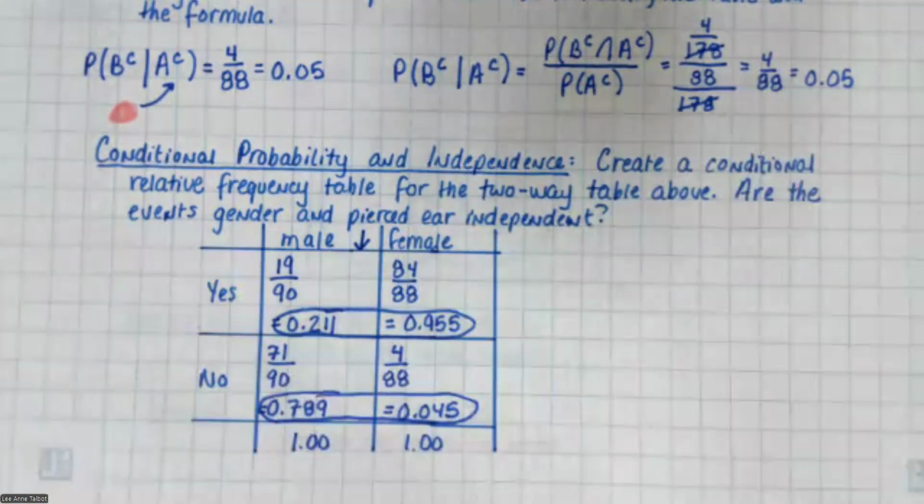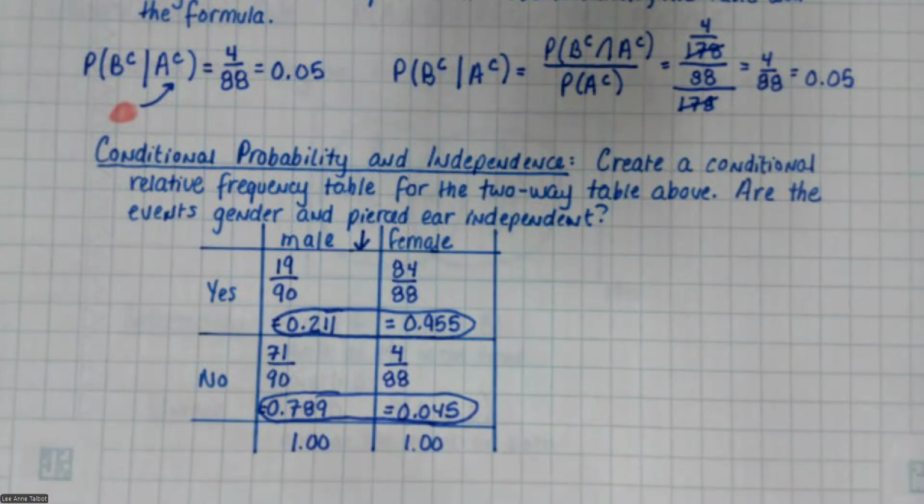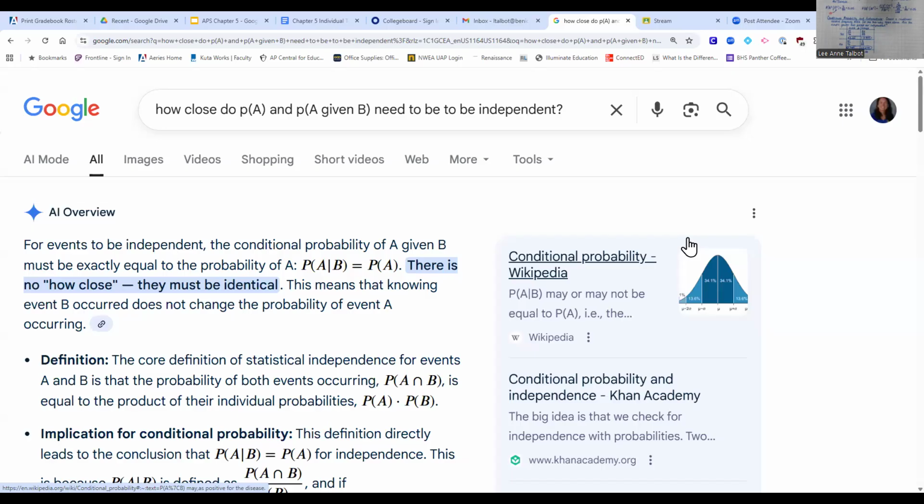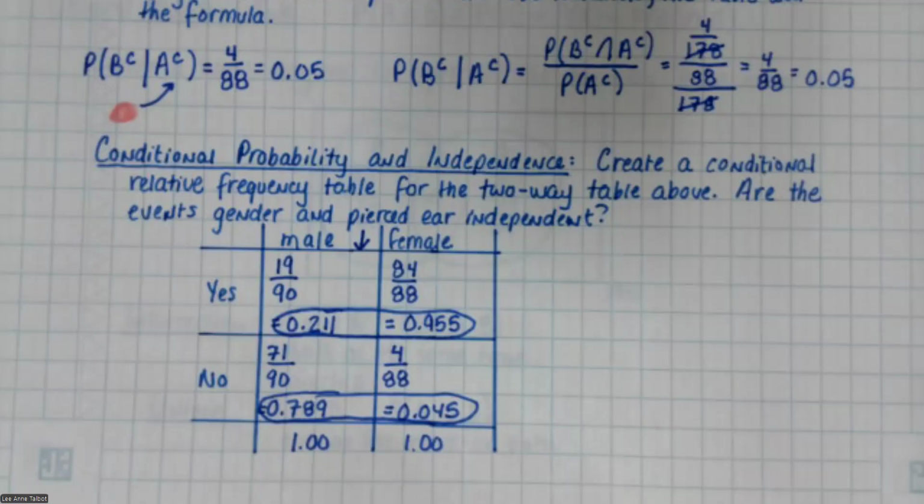Oh, you know what, Jackson? You're so smart. Before you came, I Googled exactly your question. I said, how close do the probability of A and the probability of A given B need to be to be independent? And it says there is no how close, they must be identical. If they're really close to each other, they could be weakly associated. So it's kind of like a weak, moderate, strong thing, but we're not going to say that. Okay, anyway, I knew you were going to ask.